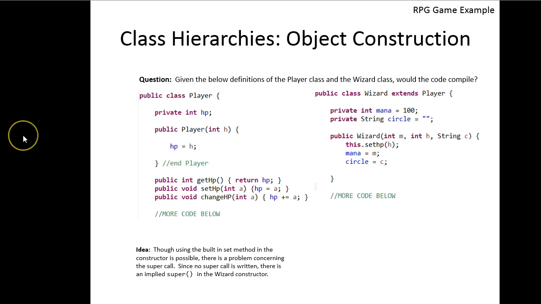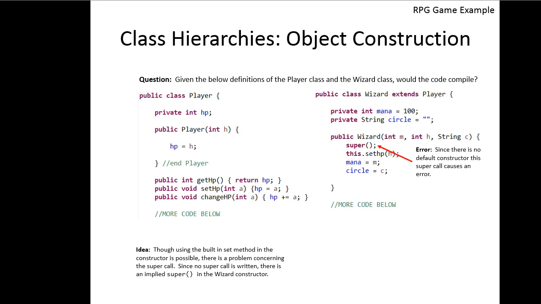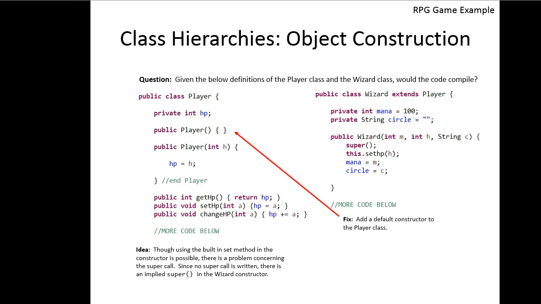Though using the built-in set method in the constructor is possible, there is a problem concerning the super call. Since no super call is written, there is an implied super in the wizard constructor. So that's what's implied. And this is an error because there's no constructor in the player class that conforms to that super call. So one possible fix is to add another constructor to the player class that has no parameters and does nothing.